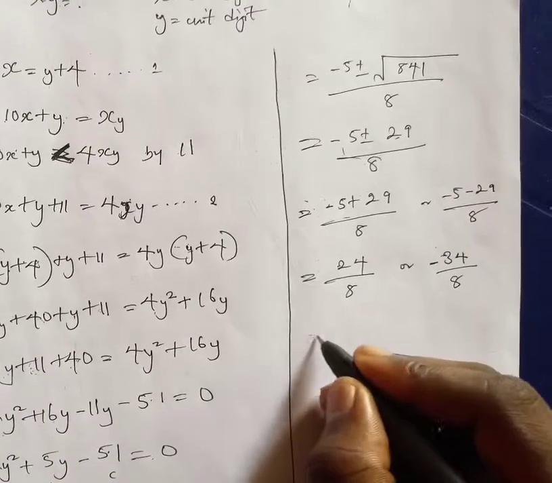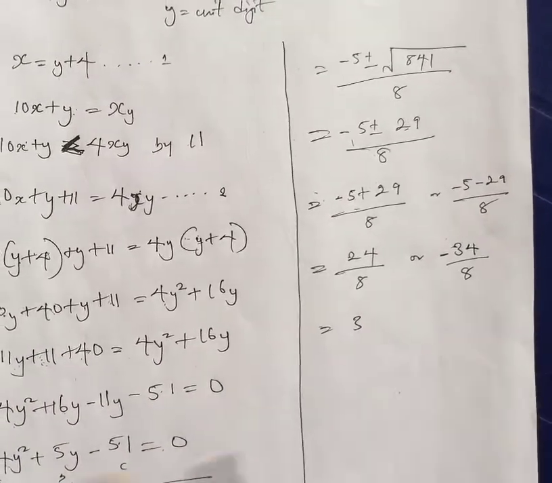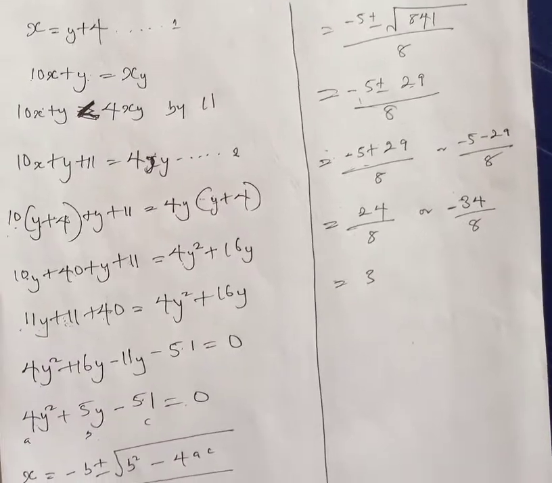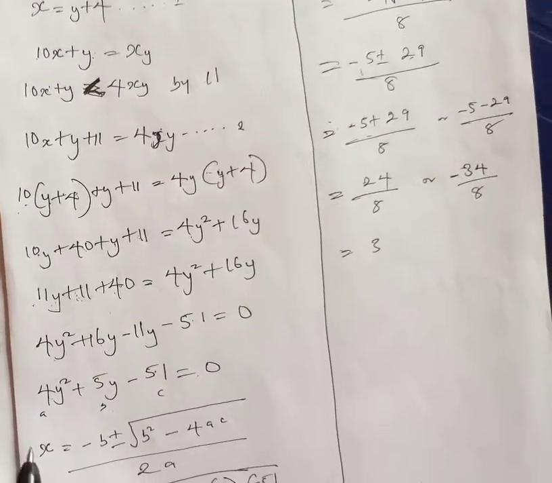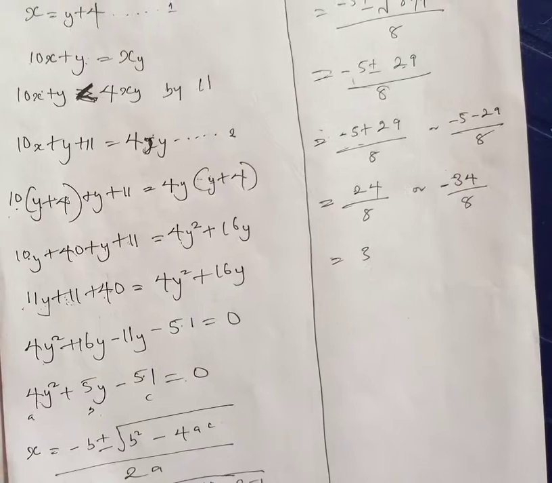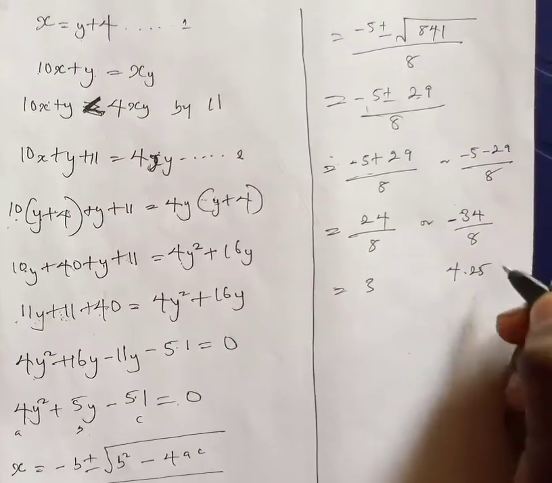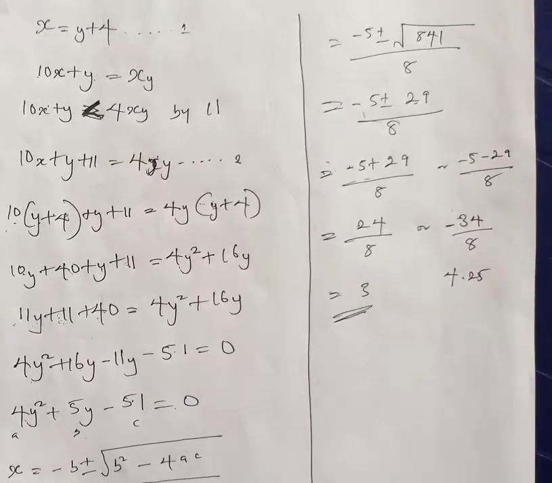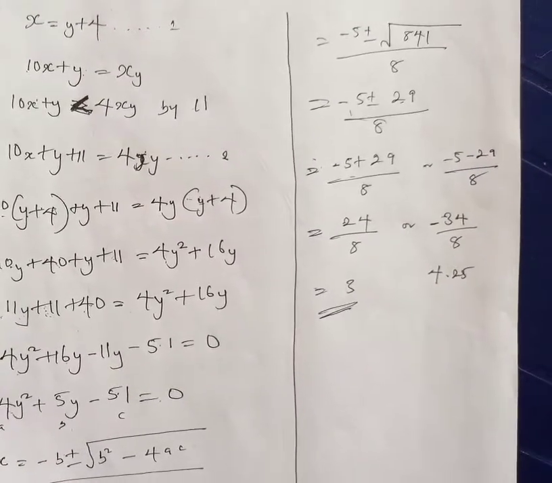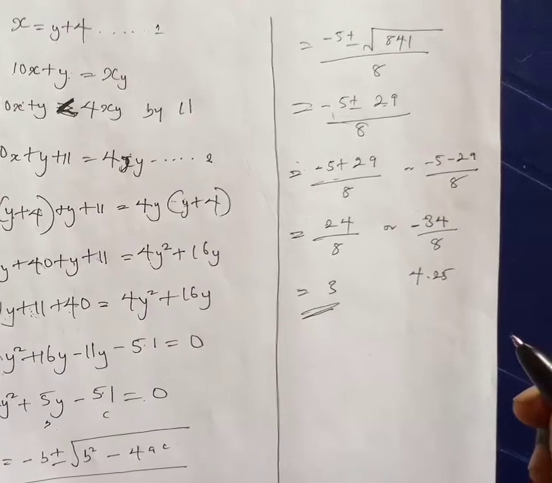So this gives me 3 here. The other gives me a decimal number. So this is my answer. y is equal to 3.